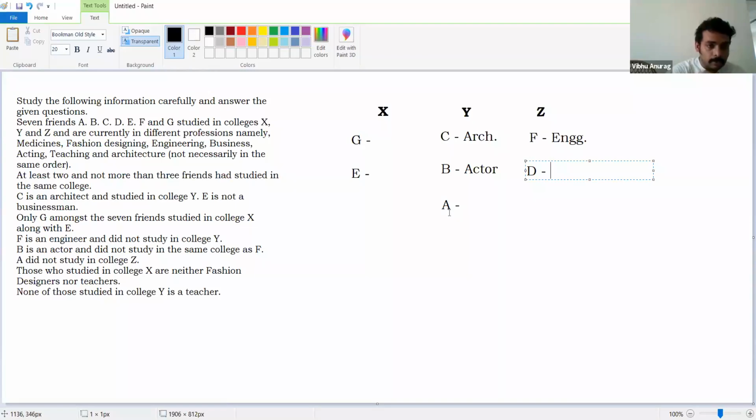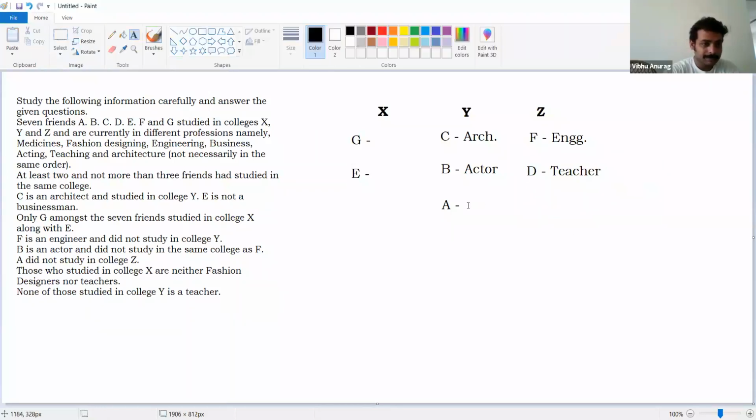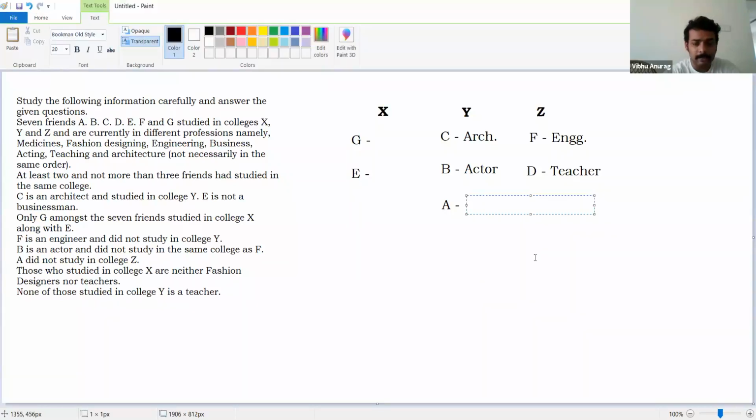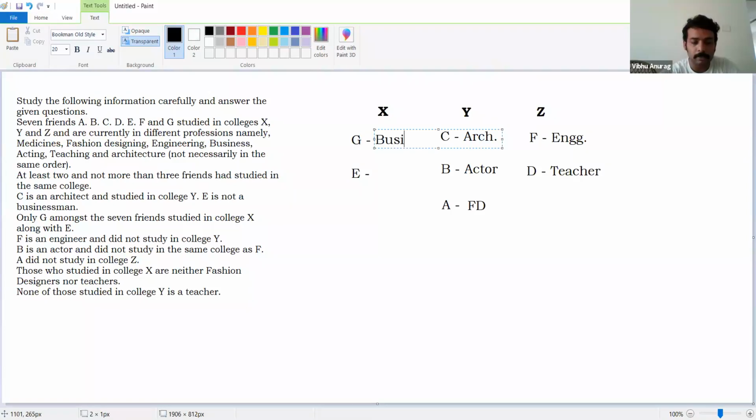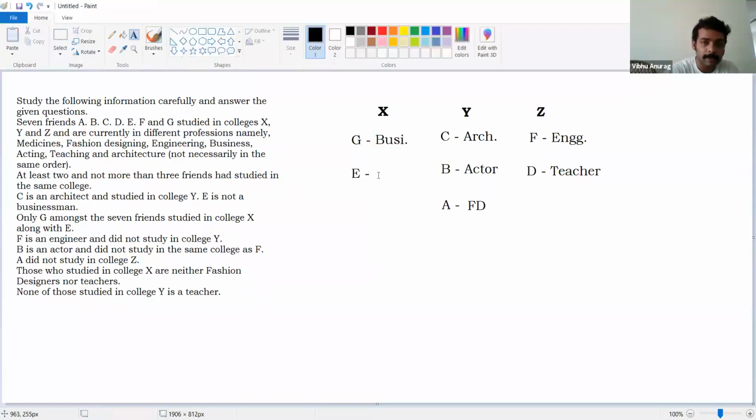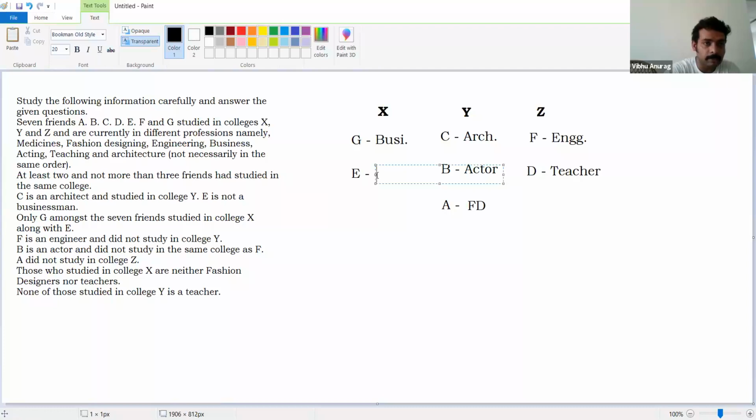And none of those studied in college Y is a teacher, which means D must be the teacher then. D must be the teacher because the teacher did not study in college Y. And then this guy A must be the fashion designer. And what about G and E? So E is not a businessman, which means G must be the businessman and E must be whatever is left. So what's left now? Medicine, yeah.